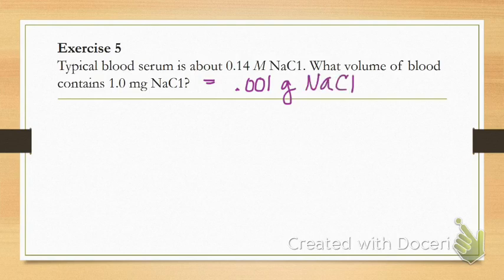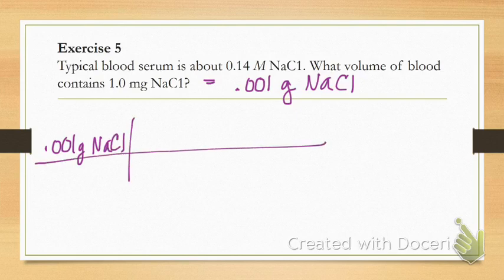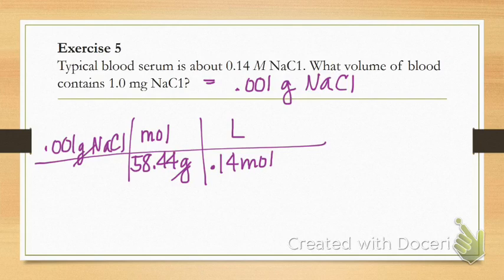I need to divide by 1,000, not multiply. So I'm going to say 0.001 grams of NaCl divided by the molar mass, which is 58.44. Now I'm in moles, so what can I use as my conversion factor? Yeah. So I'm going to say 0.14 moles per liter, right?